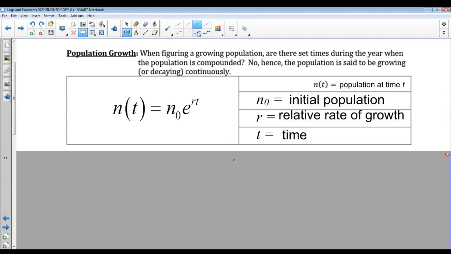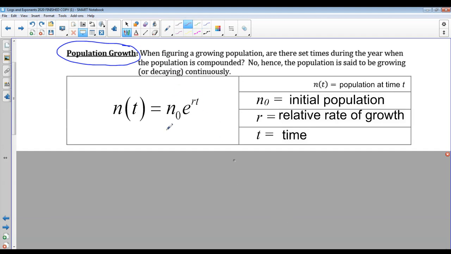As I mentioned a second ago, with this population growth, population of people in our city, world population of deer, population of bacteria in a dish, there's no set time. We're not doubling every 5 hours, or growing by 9% every year. We're constantly but slowly growing all the time exponentially.